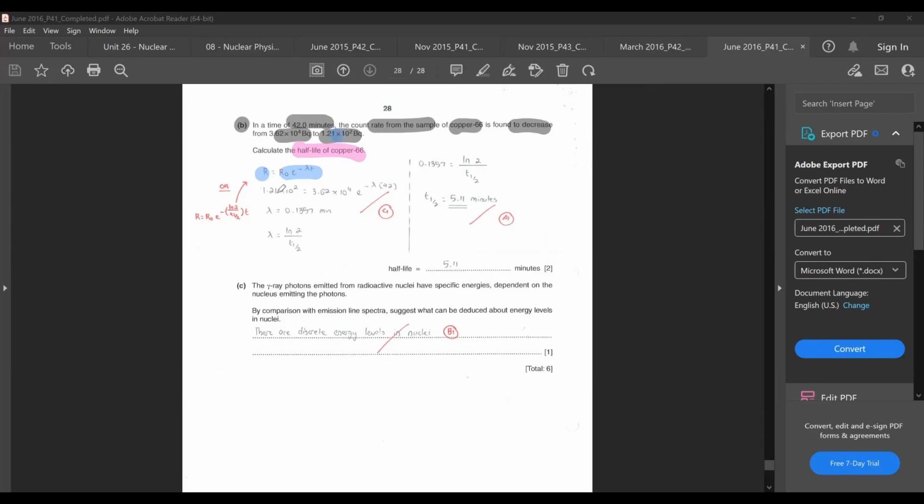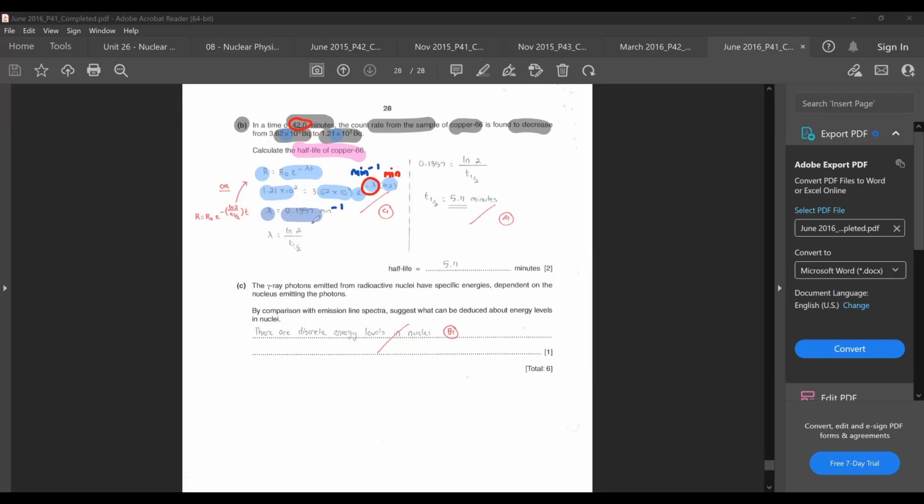So your final value is 1.21 times 10 power 2. Your initial value is 3.62 times 10 power 4, multiplied with exponential negative lambda times 42. Now here, your time is 42 minutes. So the decay constant that you get, the units ought to be consistent. So this one will actually be per minute. Okay, so your decay constant here is 0.1357 per minute. I forgot to add in the power negative one there.